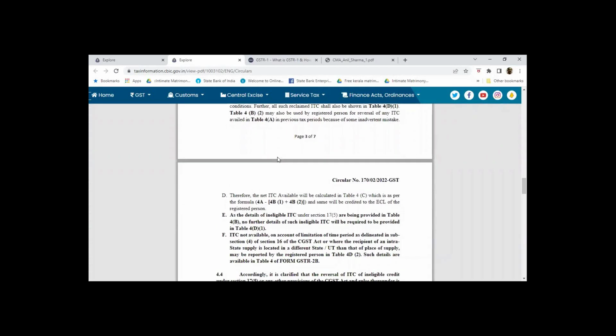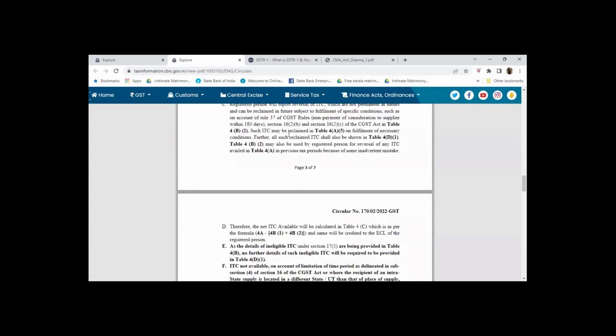These reclaimed ITC shall also be shown in table 4D1. Why? Because table 4A is auto-populated from GSTR 2B. When we make any change in table 4A, there will be a mismatch between the details as per GSTR 2B and details entered by the taxpayer. So this reclaimed ITC shall also be shown in table 4D1.